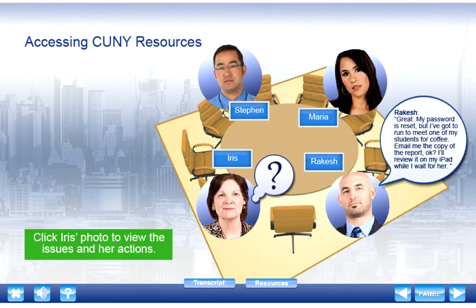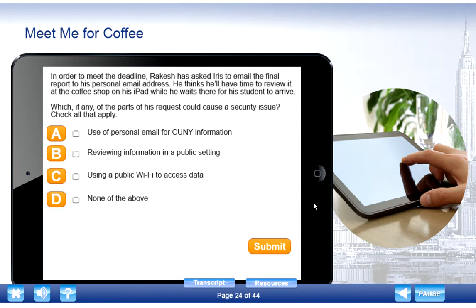The team is almost done with the report, but Rakesh needs to run a meeting. He's made a request of Iris. Rakesh needs to go meet with one of his students at a local coffee shop and has asked Iris to email the final report to his personal email.